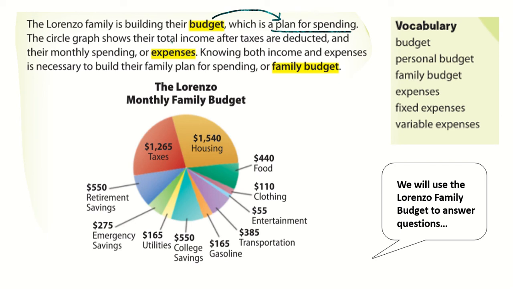The circle graph shows their total income after taxes are deducted and their monthly spending or expenses. Expenses. The definition of expenses is just spending. You've heard that word before. Knowing both income and expenses is necessary to build their family plan for spending or family budget. So a family budget is just a plan, but a plan that the whole family is doing. A personal budget is just one that you personally would do.